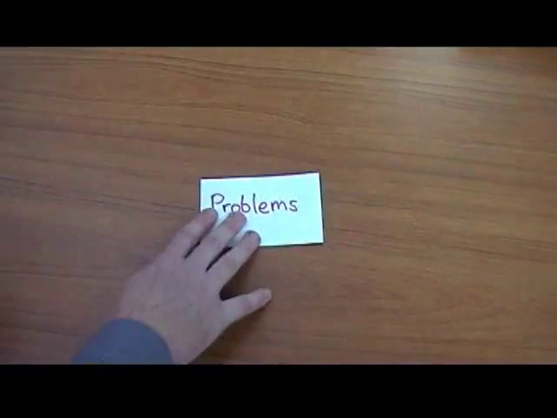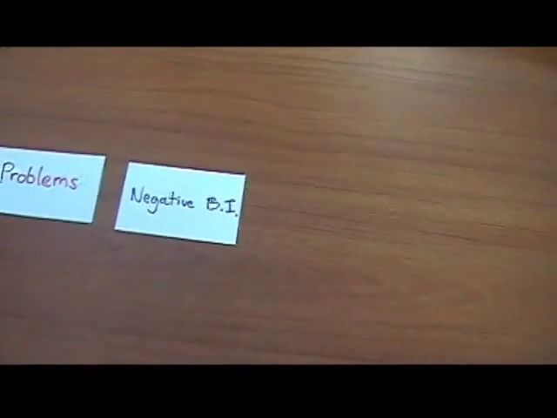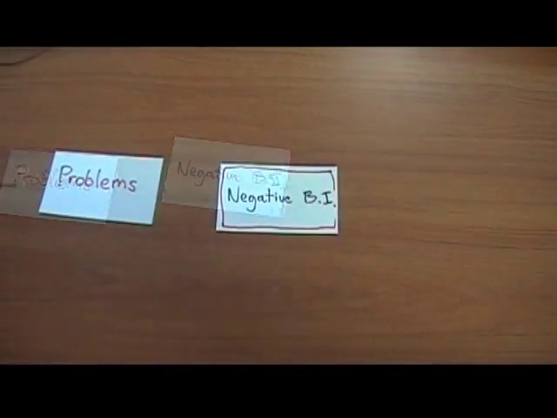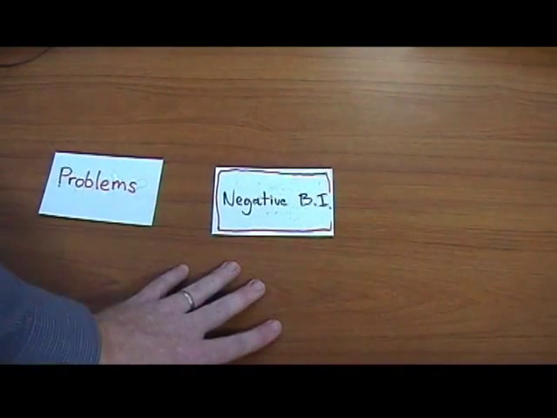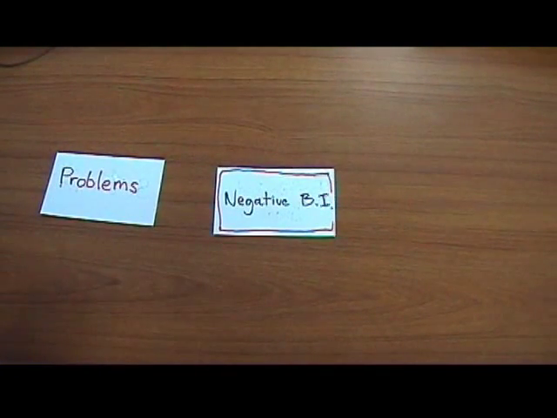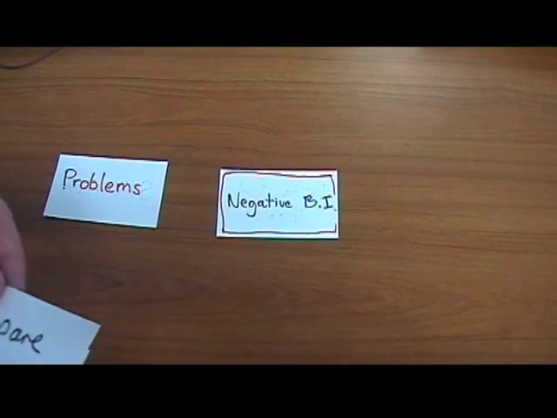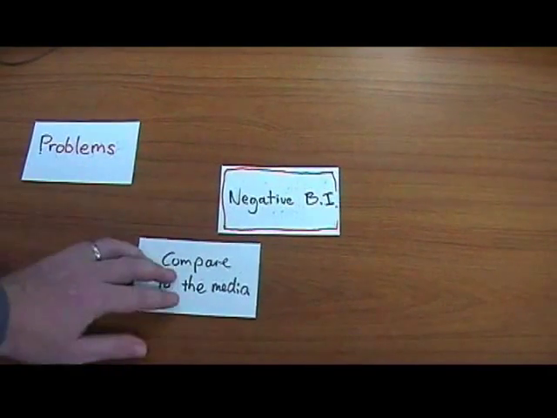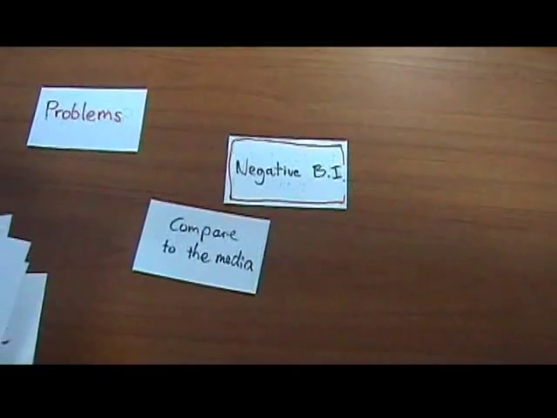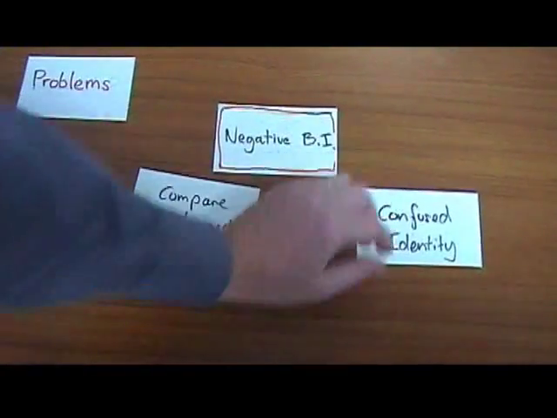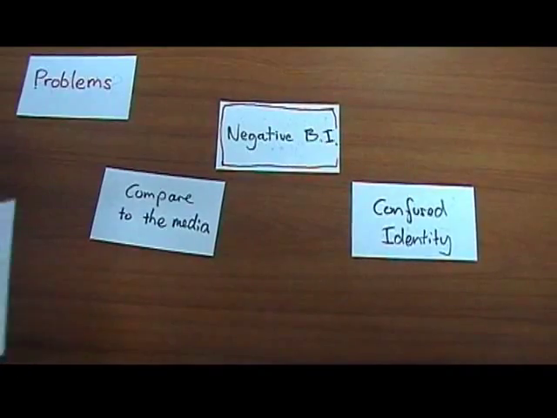We're going to start with our problems. Then we're going to look at our solutions. First we start with our problems. The problem I've identified for this example is a negative body image. Okay, so our central problem is a negative body image. What we're going to do is look at the issues that lead to a negative body image. What do you think those issues are? Well, some of the things I've identified is that young people might compare themselves to images in the media. Another thing we see is a confused identity with young people.